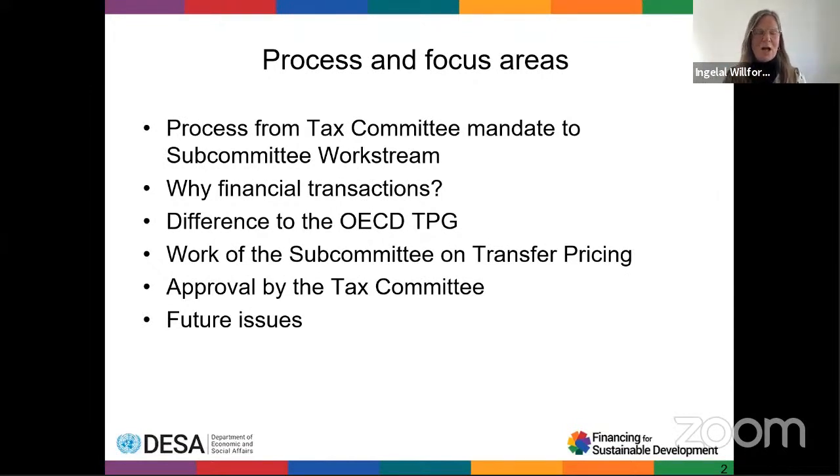And I think that when you have the OECD transfer pricing guidelines, it's a very theoretical framework. It's good, but it's very theoretical. And it is evident that more practical guidance was needed.